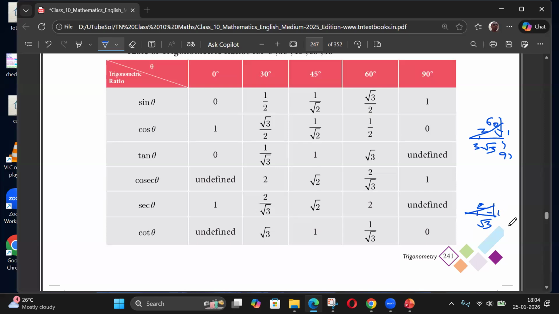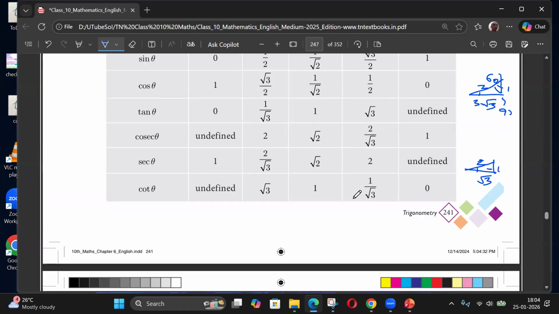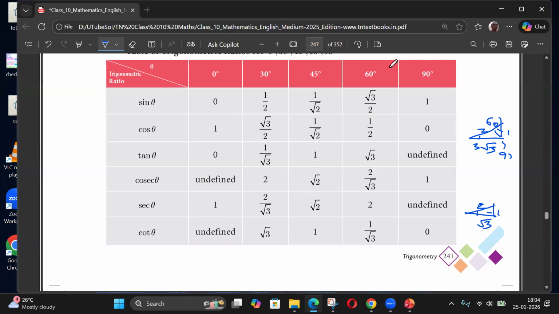So sine 60 is root 3/2, and then cos 60 is half. Tan 60 is opposite over adjacent, root 3/1. And cosecant is the reciprocal of sine, secant is the reciprocal of cos, and cot theta is the reciprocal of tan. So 30 and 60 are done. What if you have to consider this triangle?